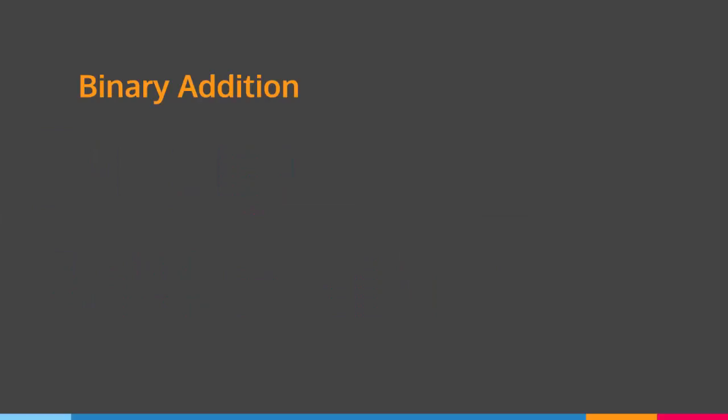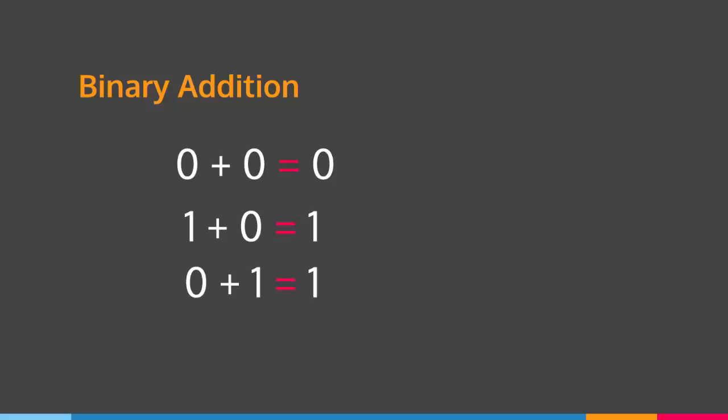We will start with binary addition, and basically there are four rules for addition. So actually there are four possibilities. What happens if I add 0 to 0? Well, 0 plus 0 in binary is 0. What happens if I add 1 to 0? Well, 1 plus 0 is 1, and 0 plus 1 is 1.